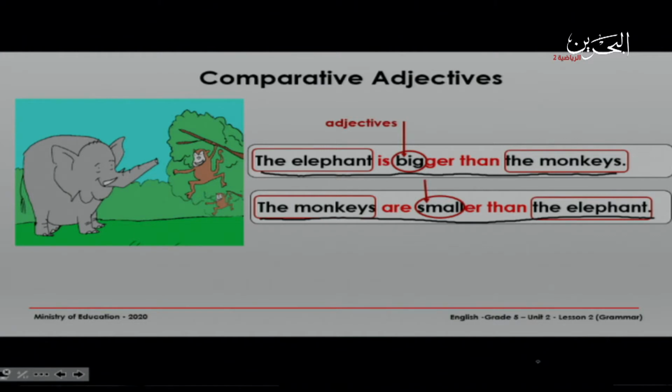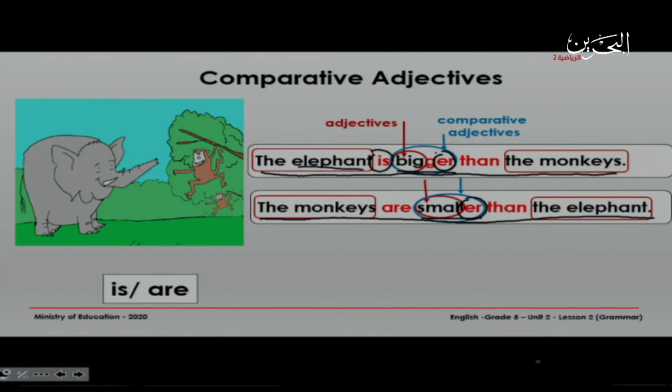To make it comparative, you have to add ER to the end of the adjectives. So the word will become bigger, and here smaller. To write a sentence, the rule is you have to use is or are. Look at this example. Because we have only one elephant, we used is. Here, because we are talking about the monkeys, more than one monkey, we used are.